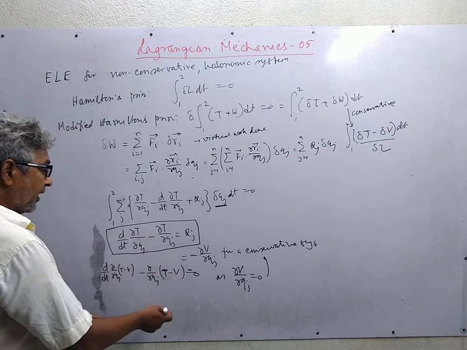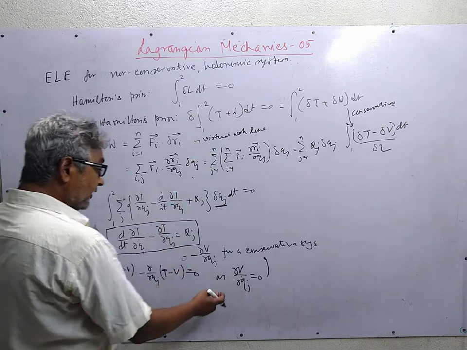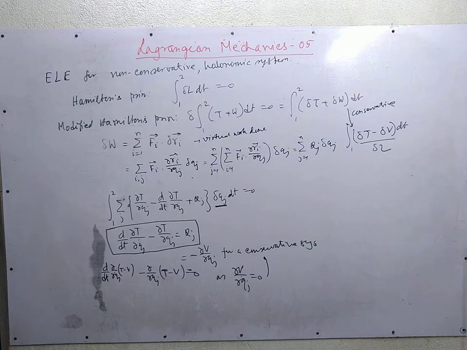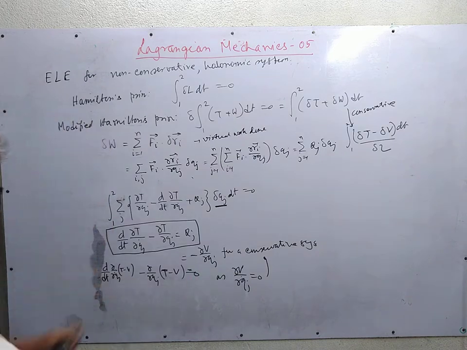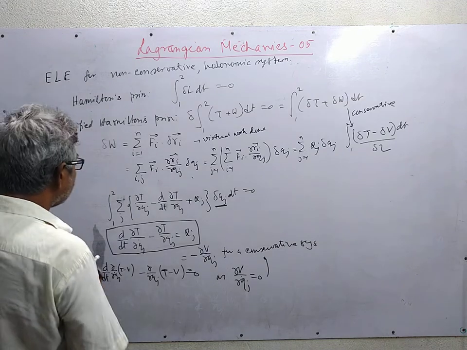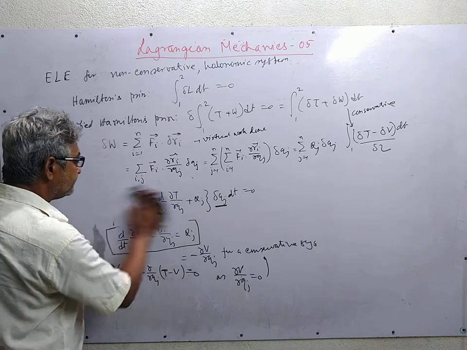For this equation, again for a conservative system, becomes the Euler-Lagrange equation, that is, this is L, this is L, and on the right hand side we have 0. Now, one thing may happen, that the force that acts on a body, on a system, is partially conservative and partially non-conservative. Then what will happen? Then we consider such a situation.